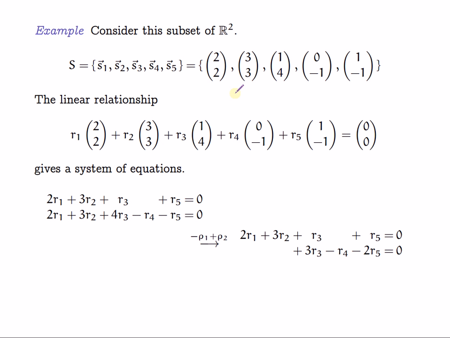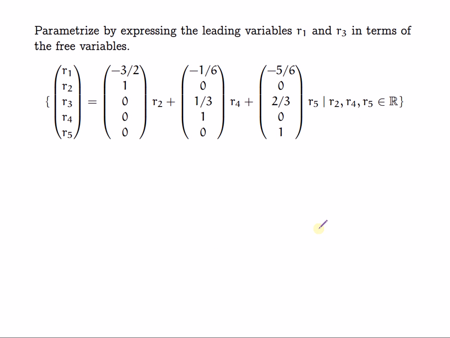So consider this example. This is a good example. Here we have 1, 2, 3, 4, 5 vectors in the plane. Now if we try to form a linear relationship among these 5 vectors, we get a system of 2 homogeneous equations. We can do row reduction, and we can express the solution for these coefficients as an arbitrary linear combination of 3 vectors.